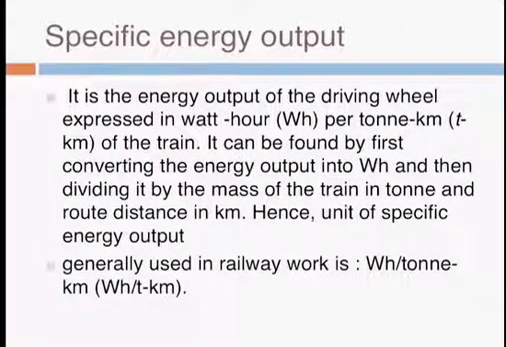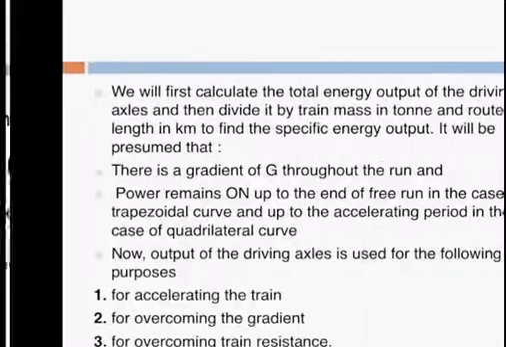Now talking about specific energy output. Specific energy is the energy output of driving wheel and it is expressed in watt hour per tonne kilometer of that particular train. It can also be found by first converting energy output into watt hour and then dividing it by the mass of the train in tonne and route distance in kilometer. So finally the specific energy output which we will get will be Wh per tonne kilometer. This is how it has been expressed in units.